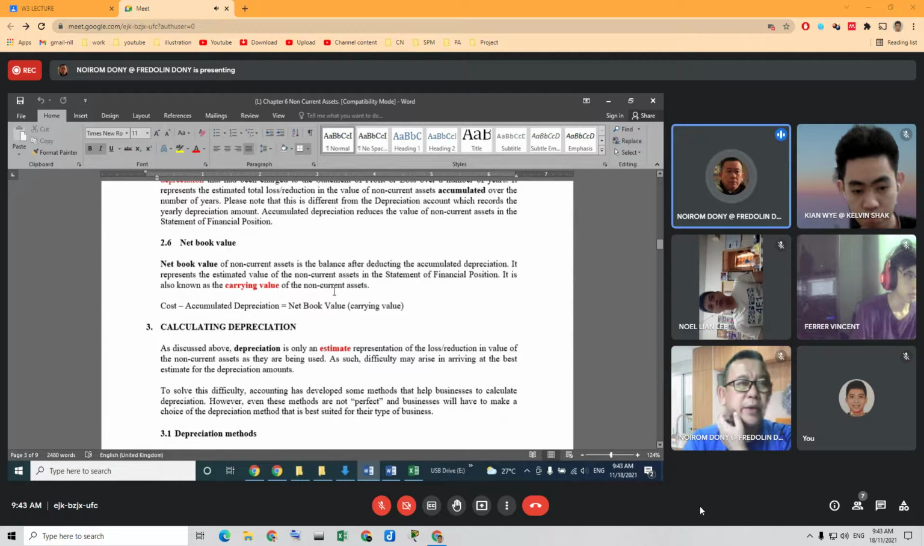Okay, it will be stated in the SOFP. So we take the carrying value only. We don't take the cost, we don't take the accumulated depreciation, but we take the carrying value only. So how to get the carrying value? The cost less accumulated depreciation.